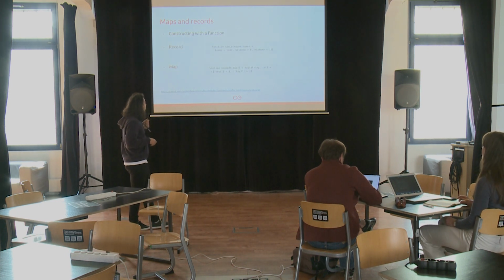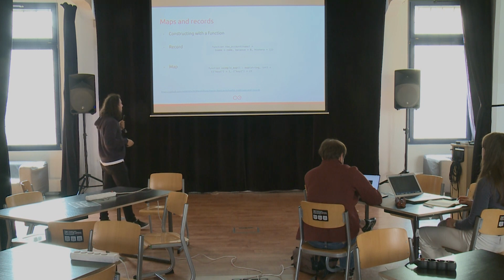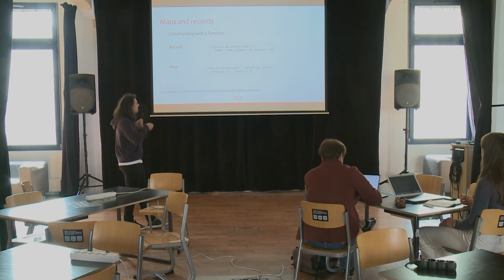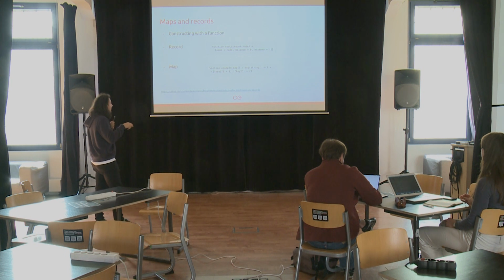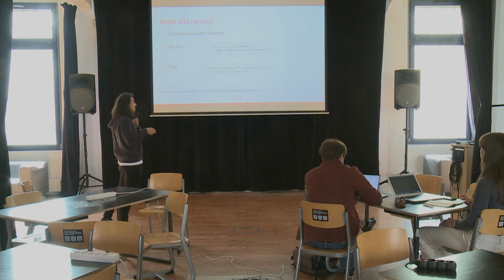Here is an example of how we can construct a map and a record with a function. It's basically the function, the name of our function, and the return value here is our record. And in the second example, the mapping is similar, but we set the specific key to the specific value that we want.